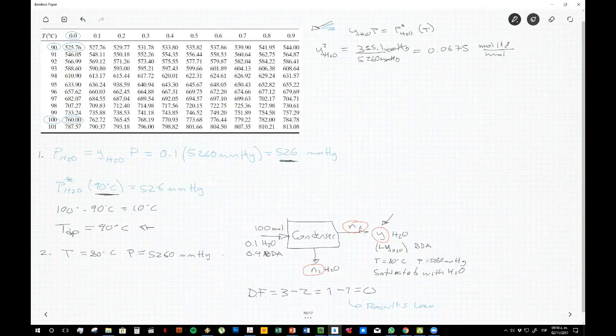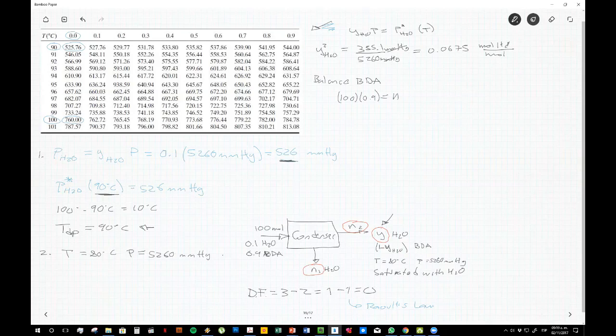We're going to do a balance of the boundary air, right? So the inlet of dry air should be equal to the outlet of dry air. In this case, it is 100 moles in the inlet times 0.9. That is the boundary air fraction, and that should be equal to the outlet.